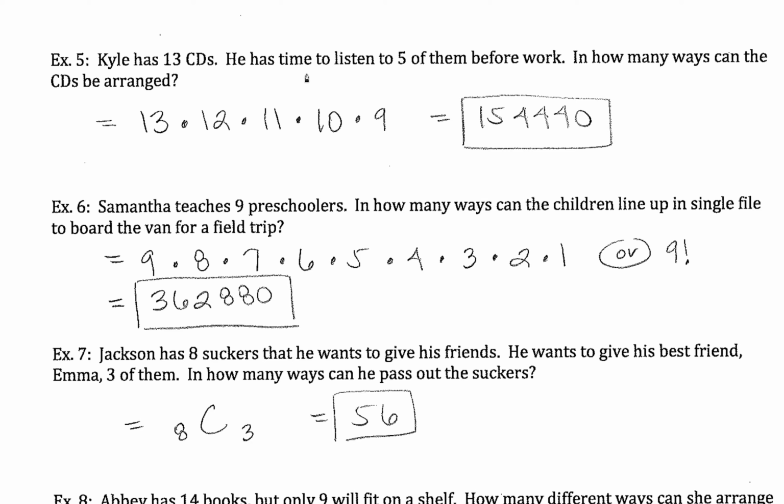One key that I knew that he didn't want to listen to the same one over and over again is he said, how many ways could CDs be arranged? So that keyword arranged right here told me that order was important. So the first was a big deal being first. So that could be 13 times 12 times 11 times 10 times 9.